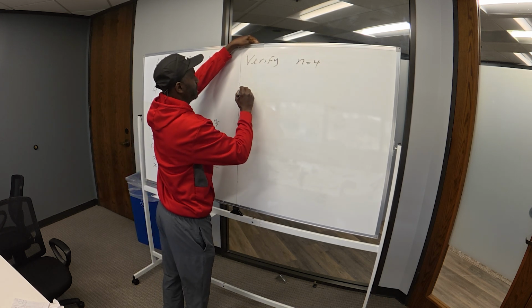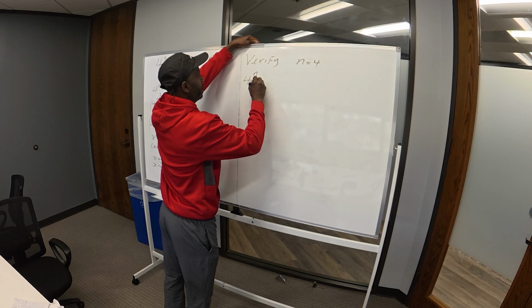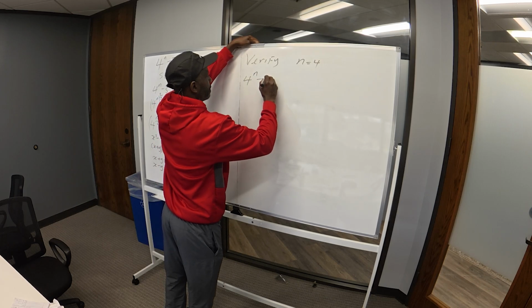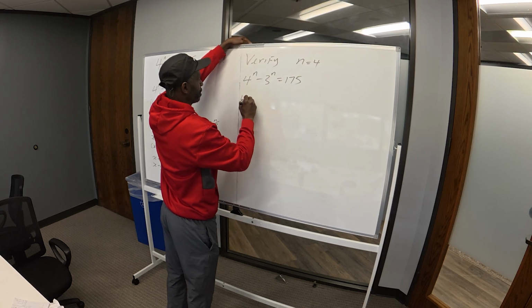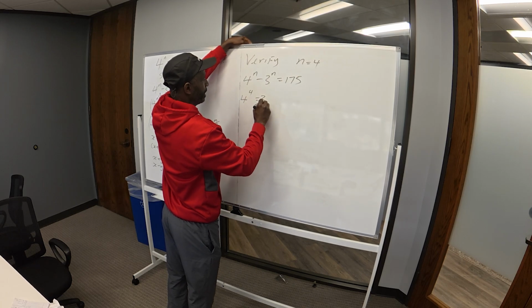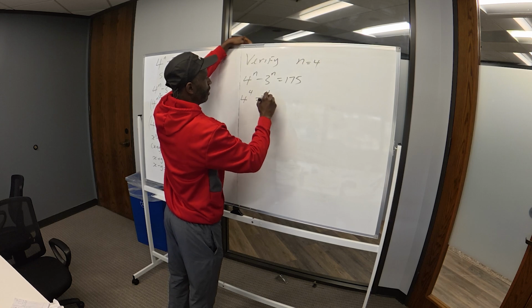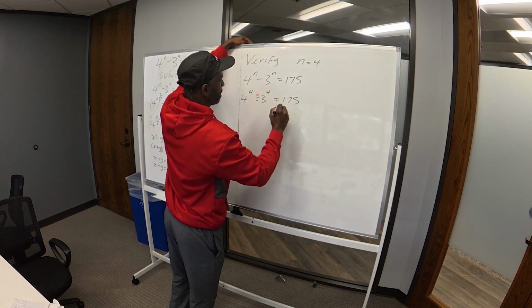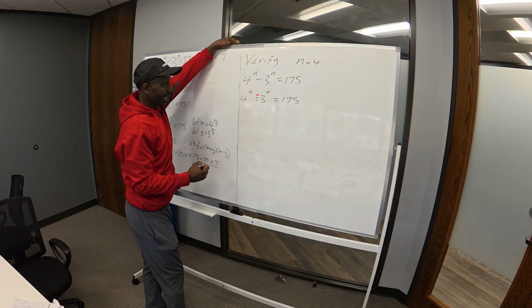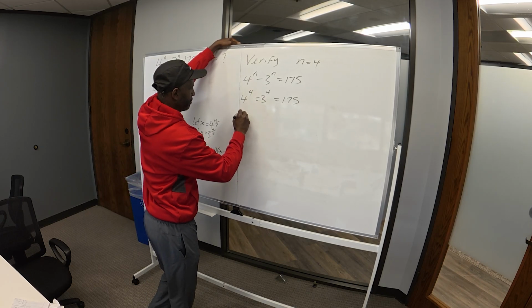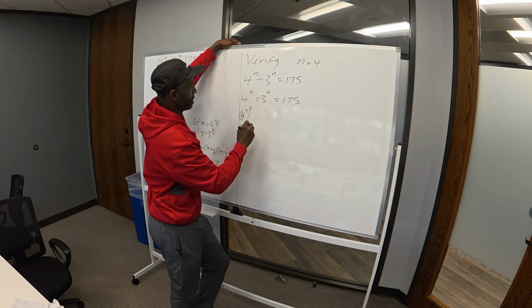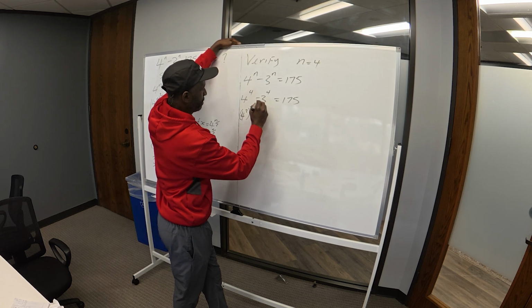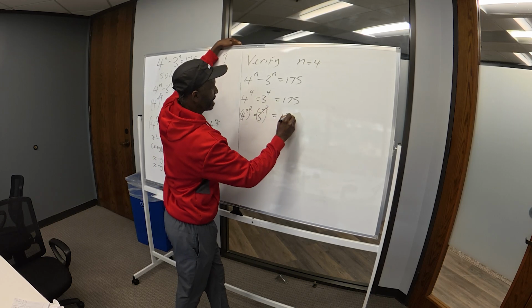So let's get back to the original problem: 4^n minus 3^n is equal to 175. So we have 4^4 minus 3^4 is equal to 175. 4^4 is just like saying (4^2)^2, and same thing, (3^2)^2, equals 175.